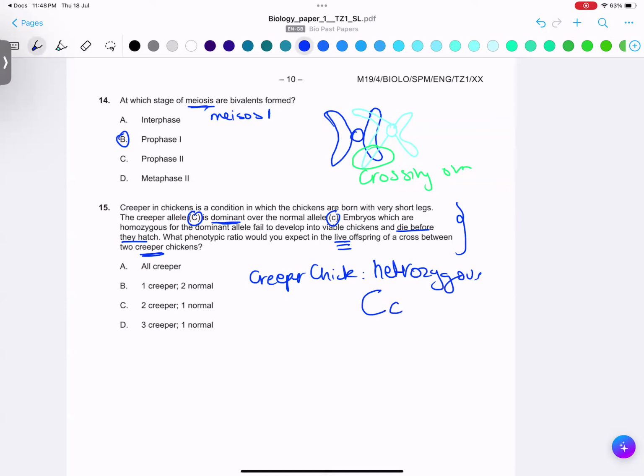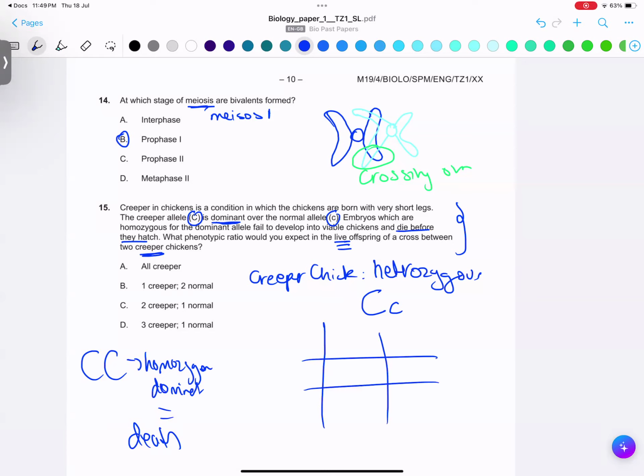So this is how they are creeper chickens. But if you get two genes of creeper, then this is homozygous dominant, and this will lead to death. Now they're asking us the phenotypic ratio for live offspring between two creeper chickens. Since they are both creeper chickens, they both have a heterozygous genotype, right?